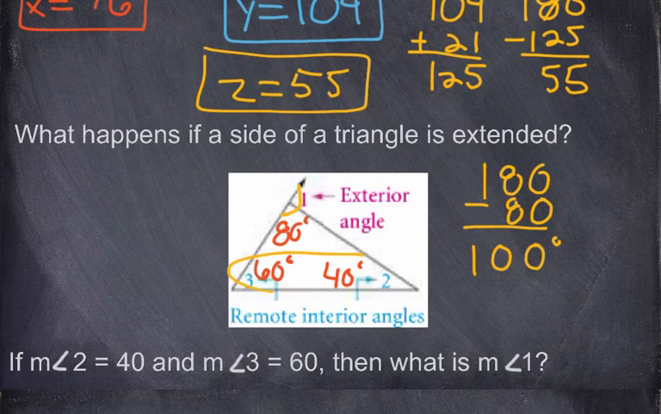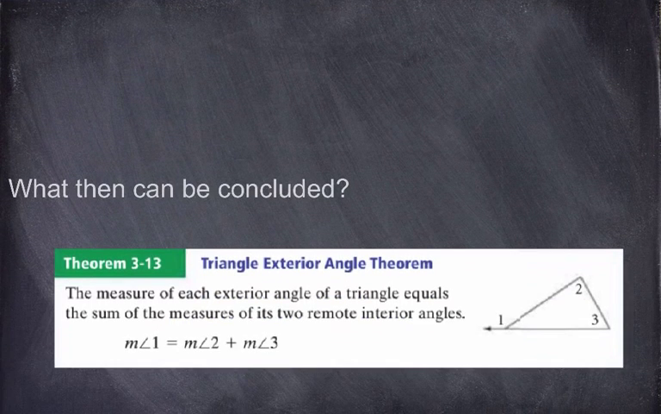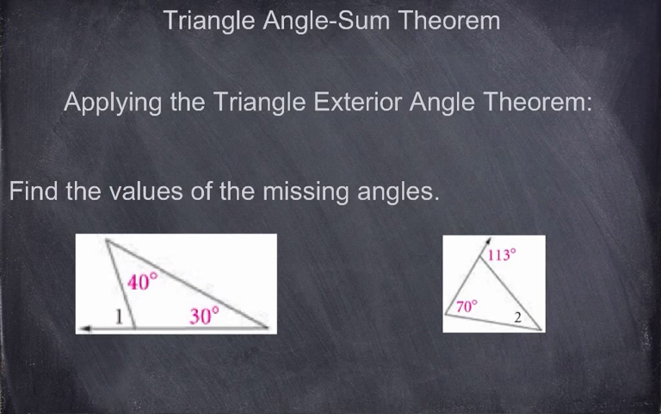Well, that's what we said angle 2 and 3 are when you add them together. So now we can come up with a little formula here. What can be concluded? It's called the triangle exterior angle theorem. If you know one exterior angle, it is equal to the sum of the two remote interior angles. Okay, so here's our theorem. An exterior angle is equal to the sum of the two remote interior angles. So now we're going to apply that. Find the values of the missing angles. So again, this angle 1 is exterior.